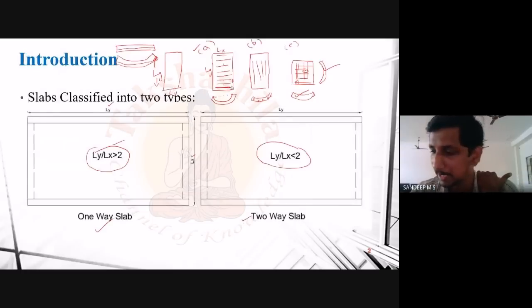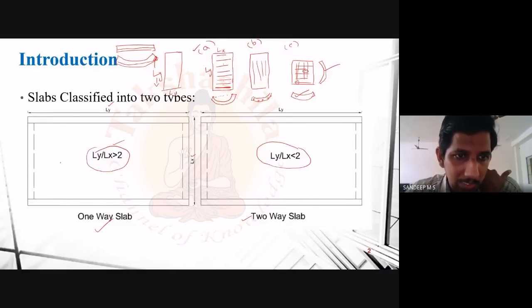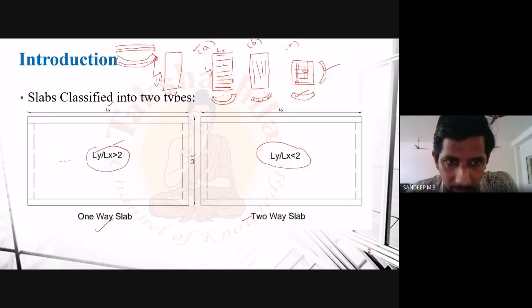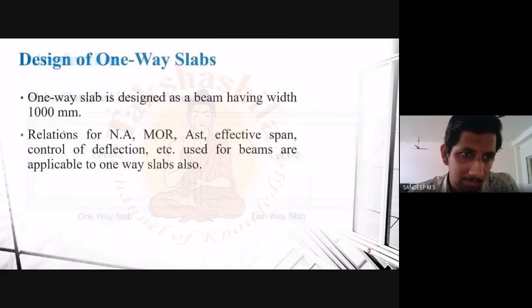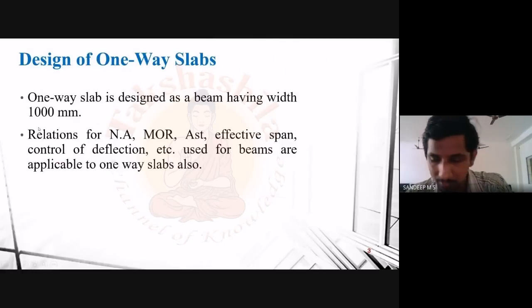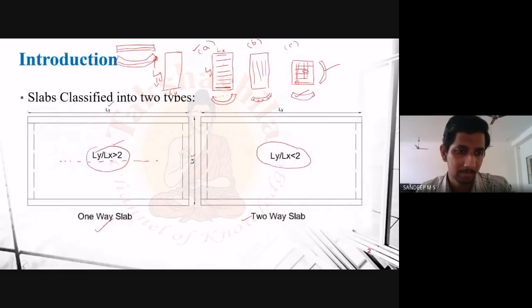One more thing is that in the case of one-way slab, say something like this, normally when we apply a uniform load throughout this slab, what will basically happen is that the load will be transferred like this in this pattern.